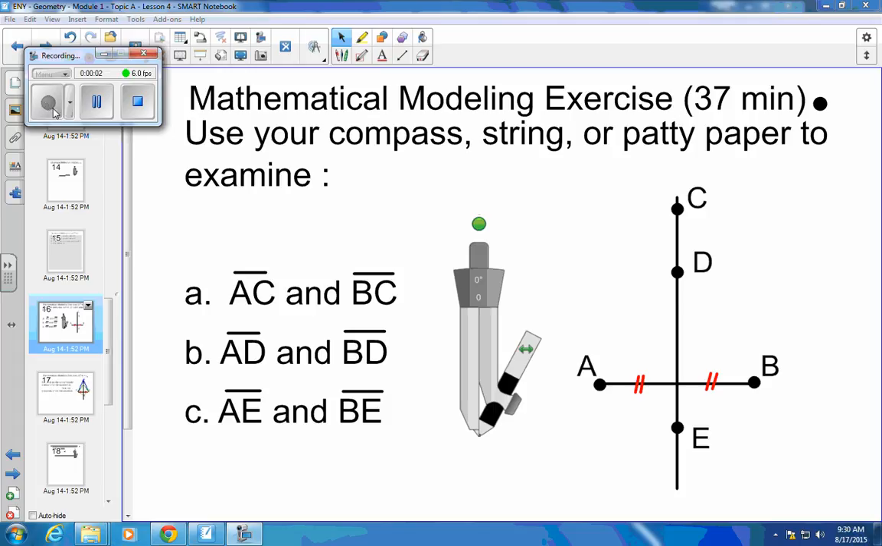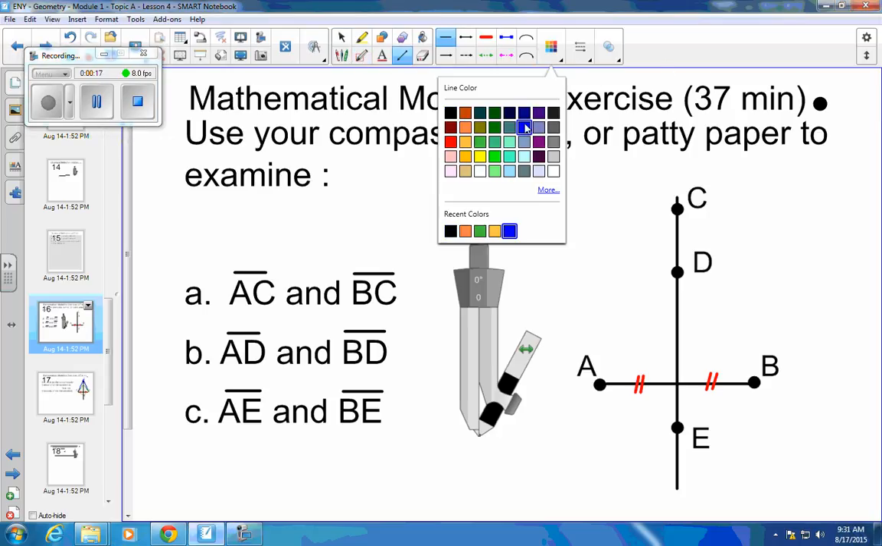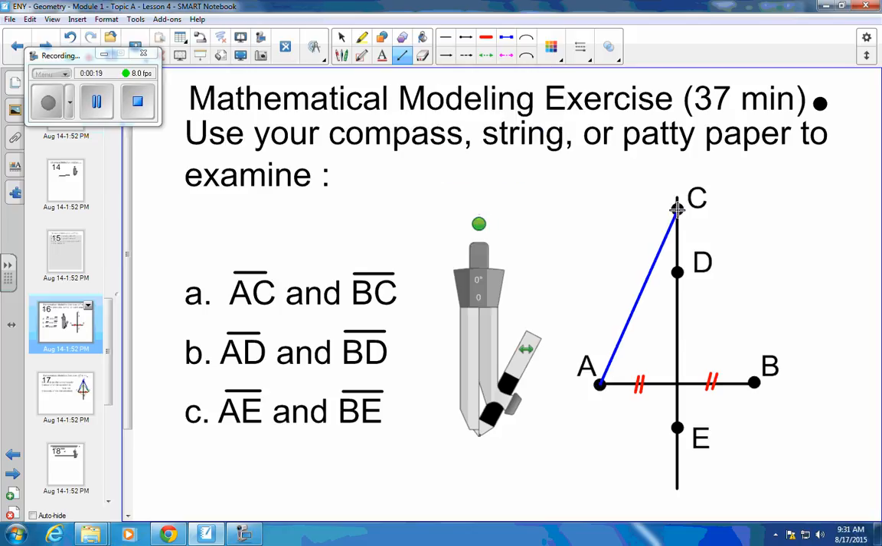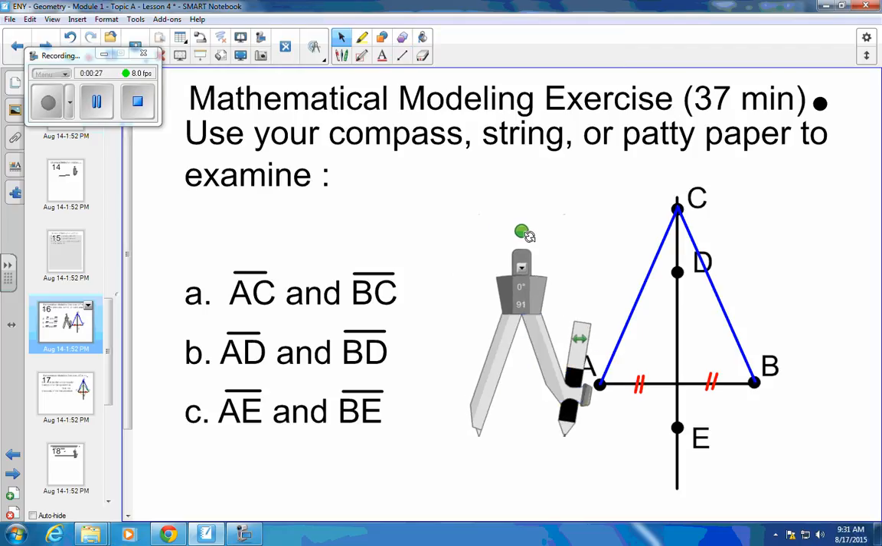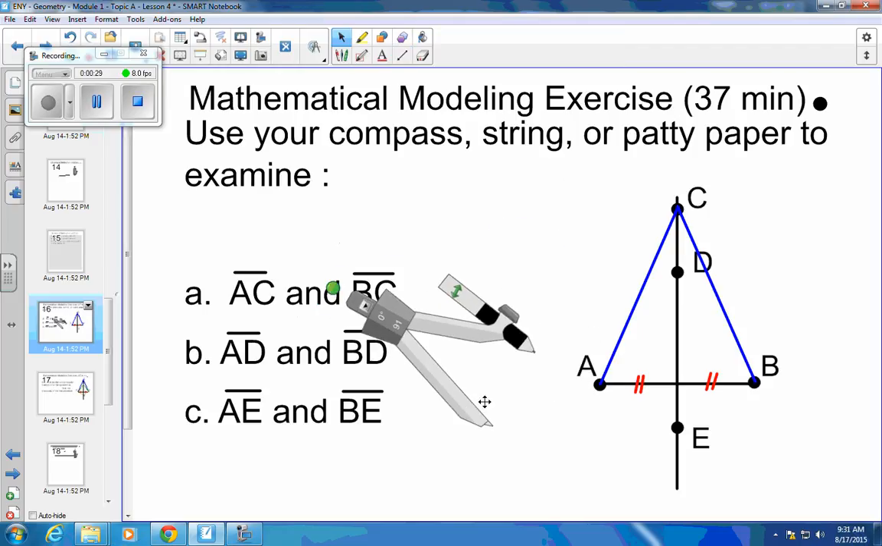Now that we know about perpendicular bisectors and how to construct one, let's look at this a little bit more closely. So what do we know about AC and BC? Well, AC, grab a segment tool and actually put in segment AC. Okay, so there's AC, and BC is this one, B to C. And let's grab our compass and see what we can determine about these segments.